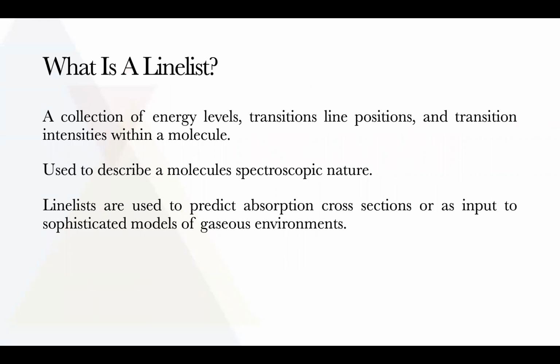A line list essentially describes a molecule's spectroscopic nature. It is a collection of its energy levels, transition line positions, and transition intensities of that molecule. It's often used to predict absorption spectra or as input to sophisticated models of gaseous environments.